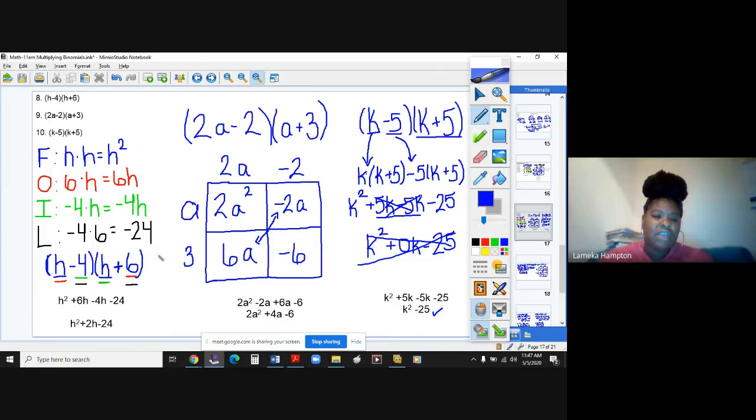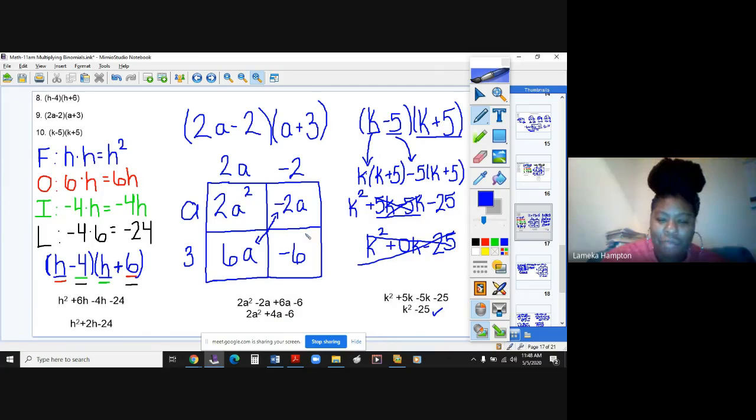Okay. This way over here, this is the way that I was taught FOIL. And my math teacher literally made us write out everything. So that's the reason why I'm writing out everything, because I'm just a creature of habit. It's just what I do.